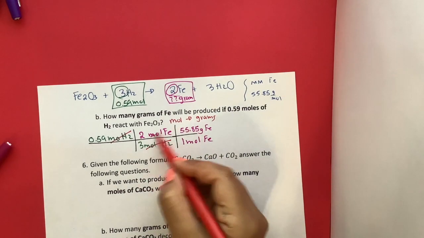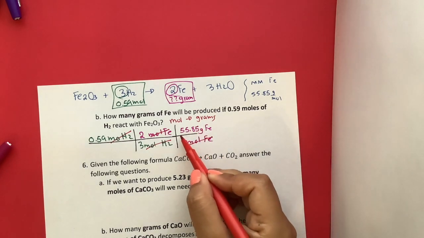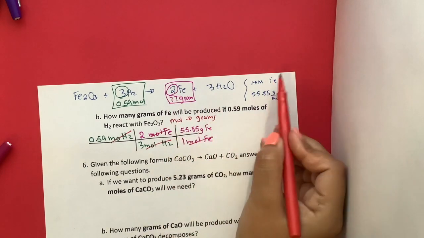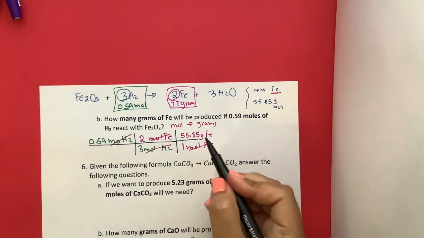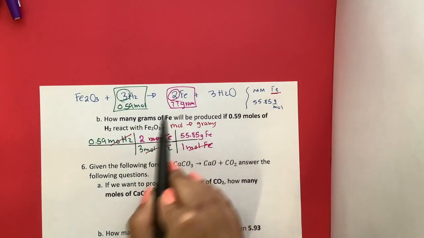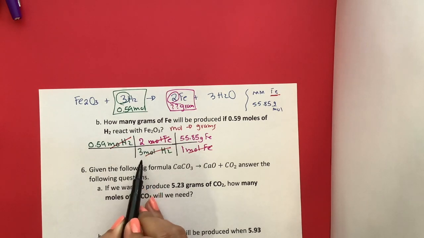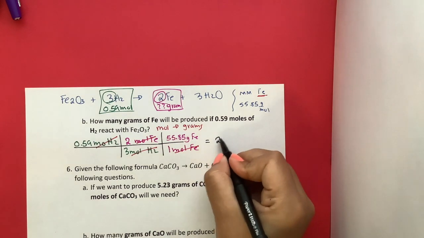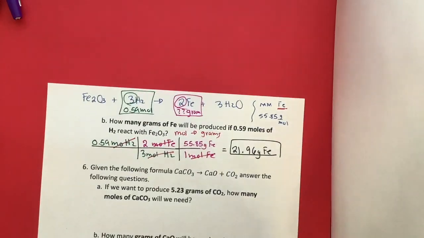Like this, the moles of iron cancel out. Remember again that every time you use a molar mass in the bottom, you always have 1. Even though in your balanced equation you have 2 irons, you're just looking for the mass of 1 iron. Okay, so it's 1 mole. So now since the only unit left uncrossed is grams of iron, that's what the question is asking me for. I am done. I'm going to get 0.59 times 2 divided by 3 times 55.85, and that should give me 21.96 grams of iron. And that's my final answer.